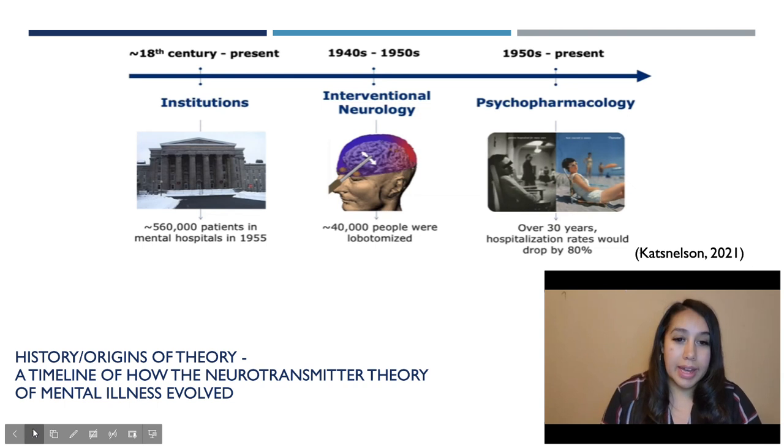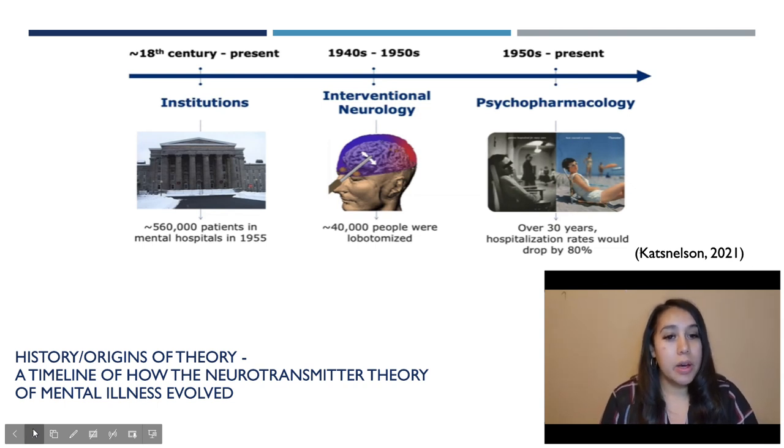Okay, so this is the timeline that represents how the neurotransmitter theory of mental illness evolved. In the 18th century, hospitals or insane asylums began to crop up in the U.S. to help care for and manage those diagnosed with a mental illness. At this time, there were no effective treatments for mental illness, just theories. The peak of institutionalization was in 1955. It was considered an epidemic.